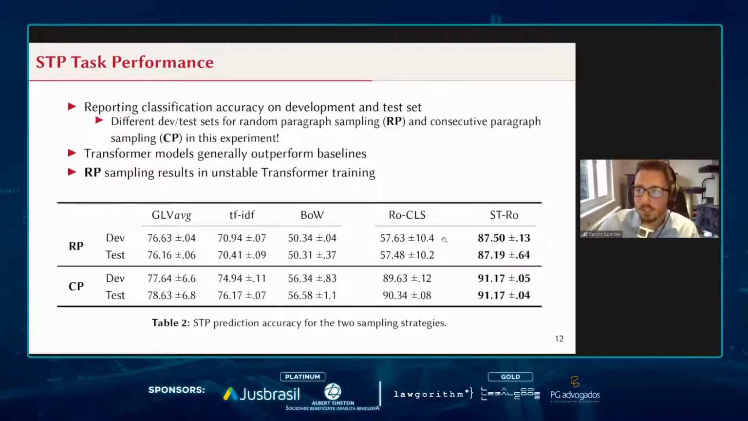Generally, what I want to highlight is also that random paragraph sampling seems to have some inconsistencies in the training stability, which can be due to a variety of reasons. However, we noted a large variance in the performance that was actually subpar to some of the baseline methods.